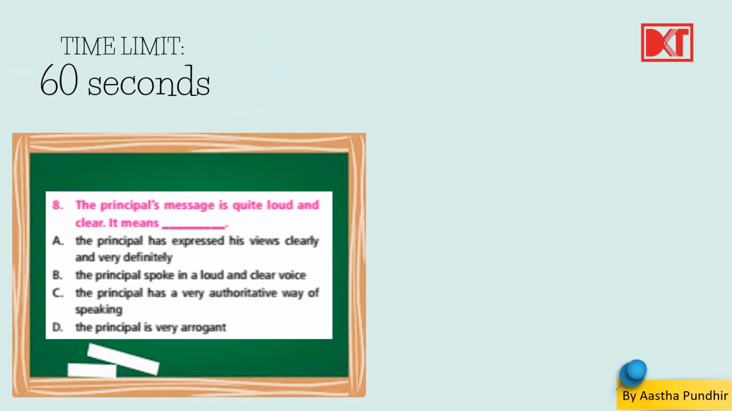The principal's message is loud and clear. It means A, the principal has expressed his views clearly and very definitely, or B, the principal spoke in loud and clear voice, C, the principal has a very authoritative way of speaking, or D, the principal is very arrogant. The correct answer is A. The principal's message is loud and clear means the principal has expressed his views clearly and very definitely, right?